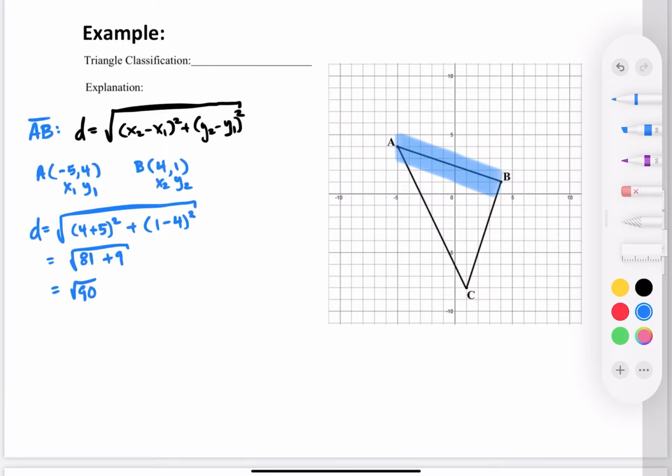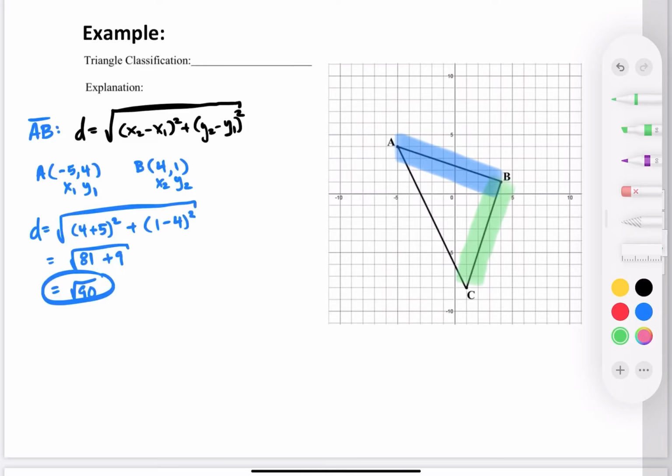Now, I could go ahead and simplify this, or I could put it in decimal form. But I'm just going to leave it like this because I just want to see if this is going to be congruent with anything else. So we do know that the length of AB is the square root of 90. So now I want to check out, okay, what about BC? What is the length of BC, the distance of BC?